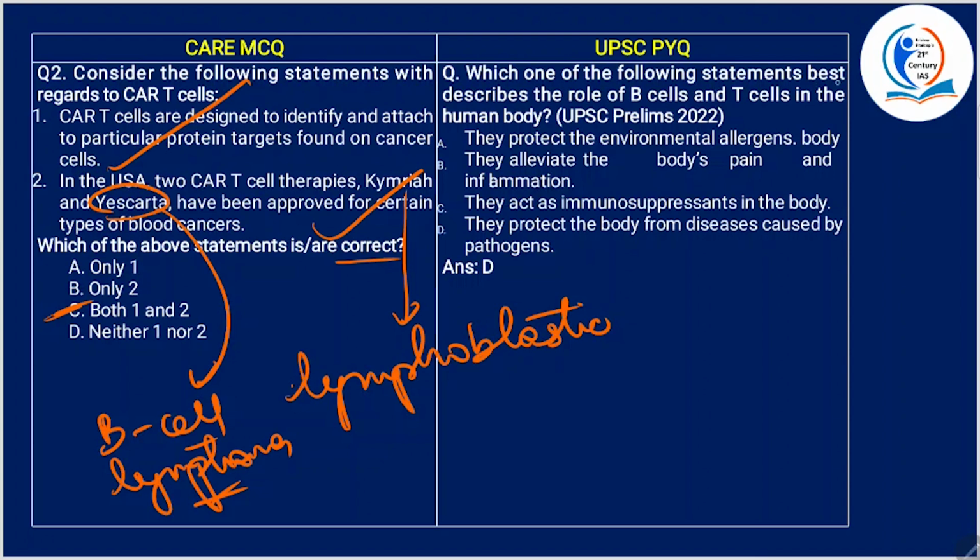Which one of the following statements best describes the role of B cells and T cells in the human body? It was given in 2022. They protect against environmental allergens. They alleviate the body's pain and inflammation. They act as immunosuppressants in the body. They protect the body from diseases caused by pathogens. D. We've just seen this in the basics part, right?